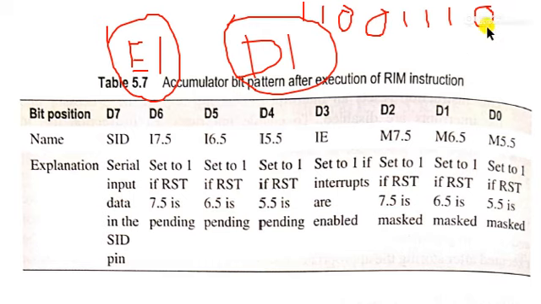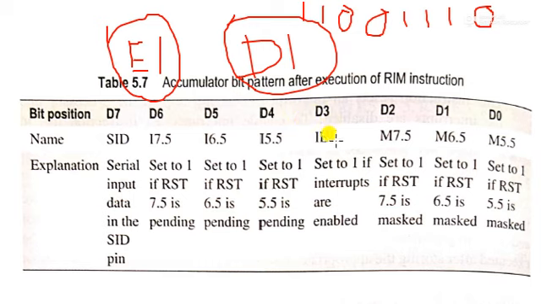That means RST 5.5 is not allowed, RST 6.5 is not allowed, RST 7.5 is allowed according to this bit, and these are the serial output data. Okay, so I'll come to the SIM instruction.